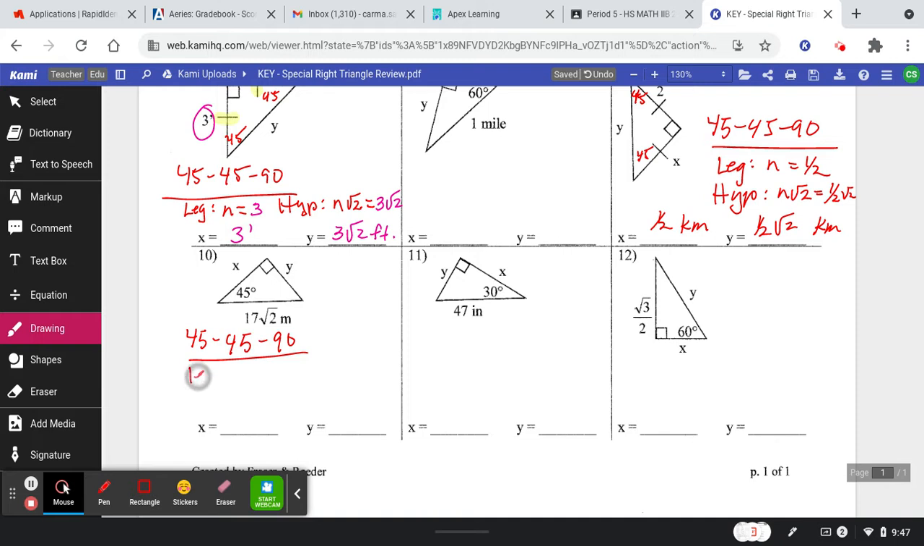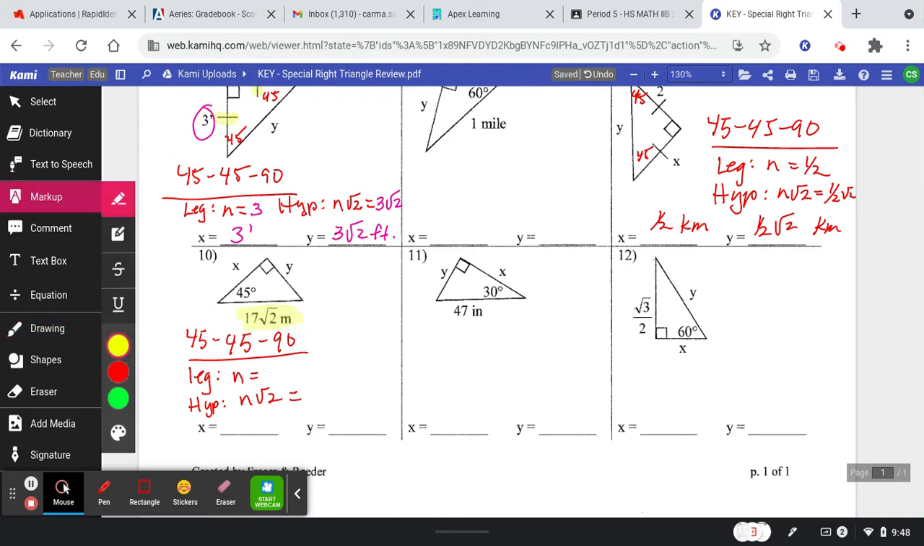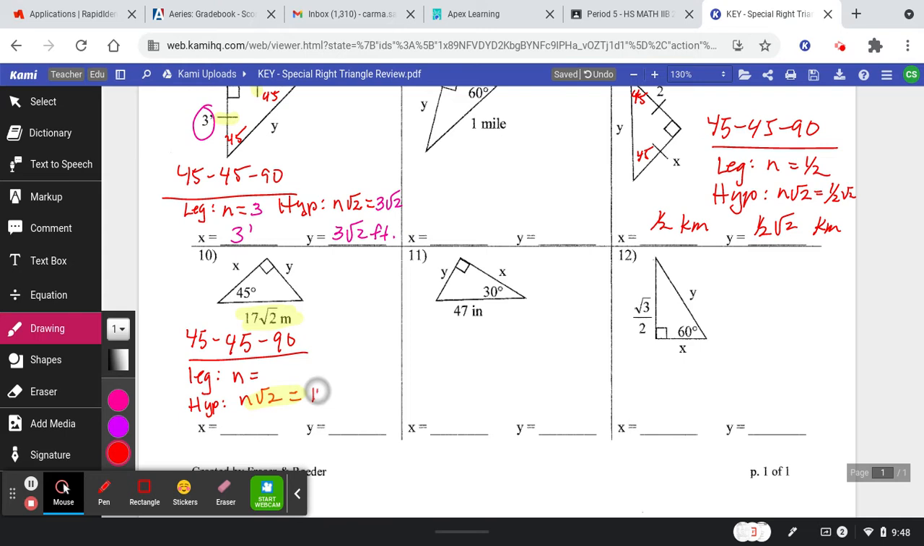Okay, let's see how you did. Leg is going to be just your side length n. Hypotenuse is your n root 2. And notice this time they gave us the n root 2 as 17 root 2. And so now I can go backwards and find those side lengths as just 17. Notice it's meters. So my x is 17 and my y is 17 because those sides are the same in the 45, 45, 90.